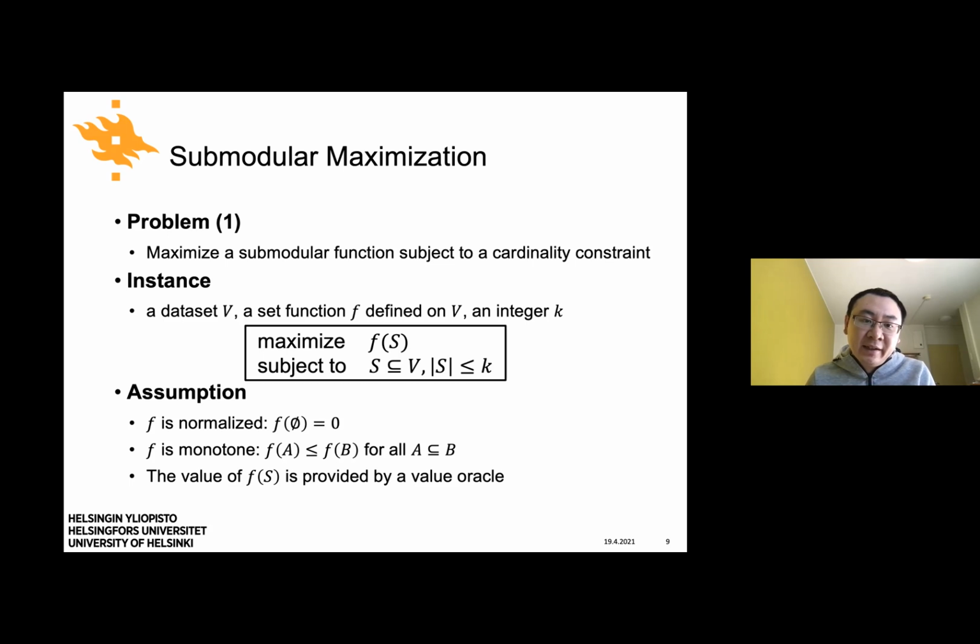First, f is normalized, which means that the function value of the empty set is 0, and f is monotone, which means if A is a subset of B, then the function value f(A) is less than or equal to f(B). Finally, we assume the value of f is provided by a value oracle. All these assumptions are common for existing studies on submodular maximization.